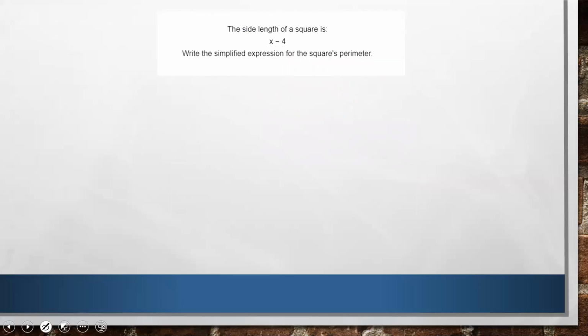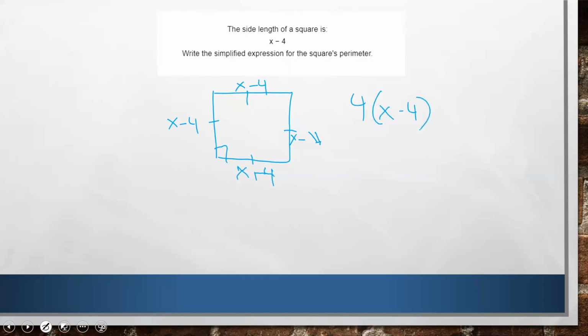The side length of the square is x minus 4. Write the simplified expression for the square's perimeter. Okay. Now squares, one thing you know is that all their sides are the same. So if this is x minus 4, they're all x minus 4. So we could do x minus 4 plus x minus 4 plus x minus 4 plus x minus 4, or we could just say, hey, there are 4 of them. 4 times x minus 4. 4 times x is 4x. 4 times negative 4 is negative 16. That's our perimeter.